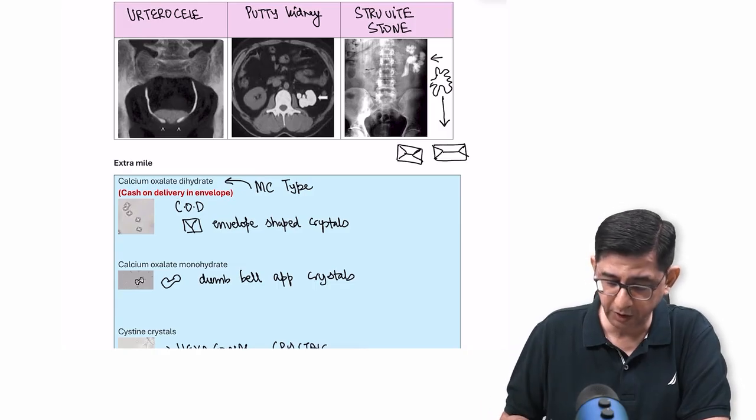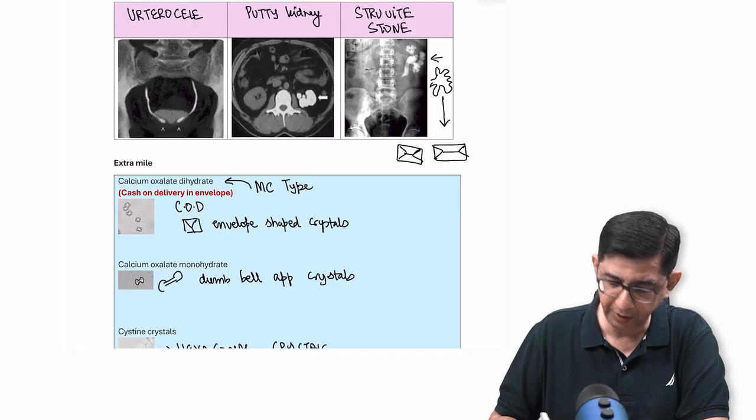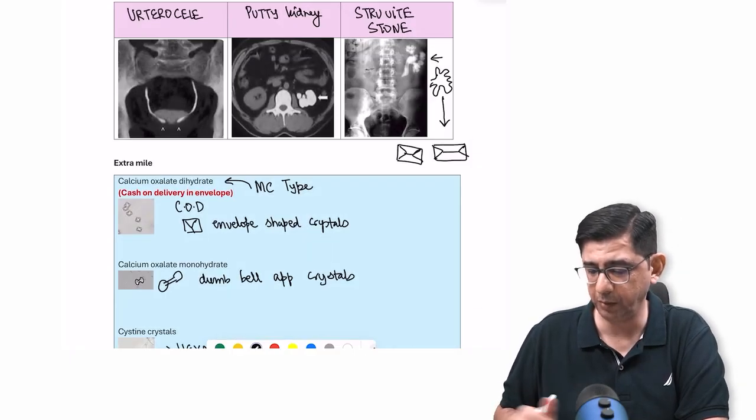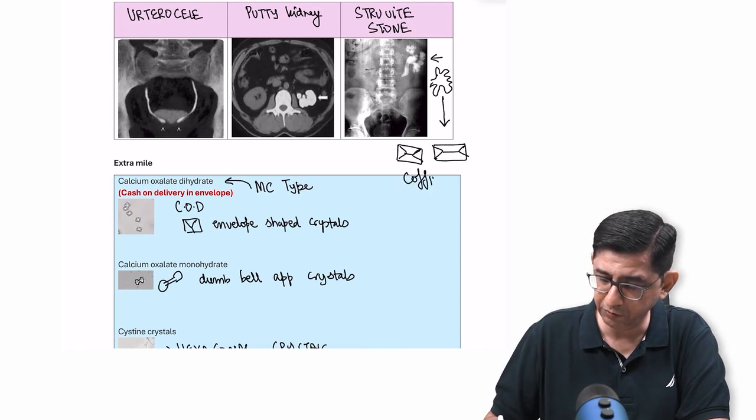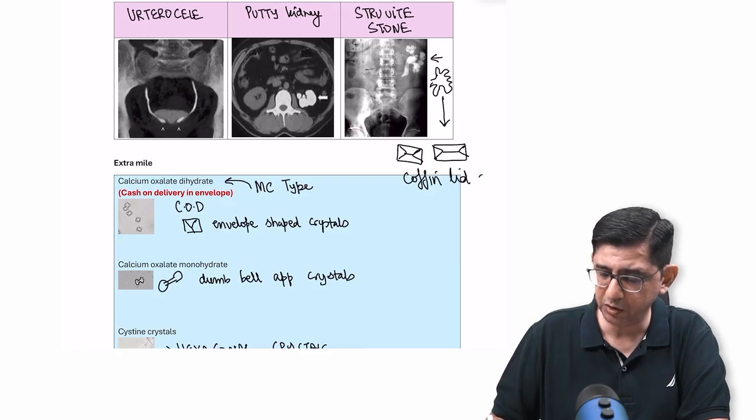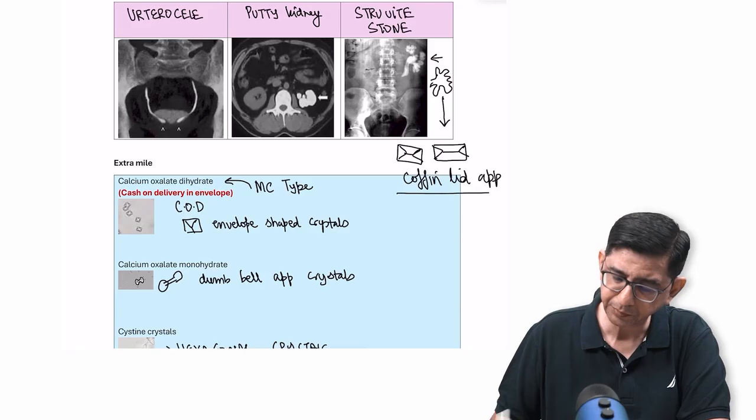Just be careful for calcium oxalate monohydrate versus that of dihydrate because the interpretation can change with respect to the shape of the crystals. And this is unlikely to be asked because you will anyway be answering it. This is a coffin lid appearance.